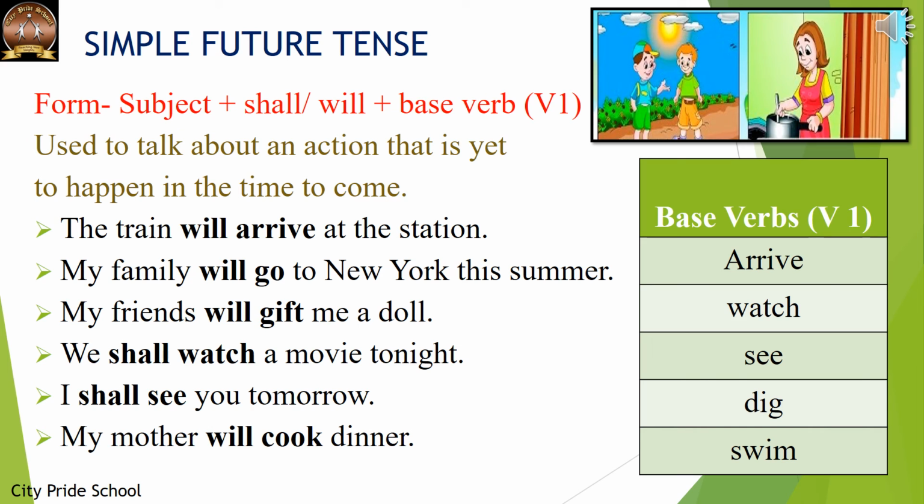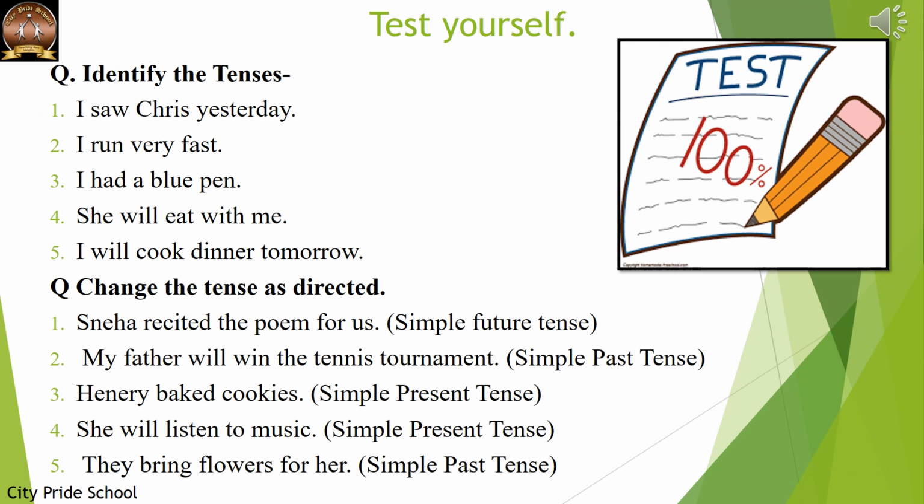Examples: the train will arrive at the station. The family will go to New York this summer. My friends will gift me a doll. We shall watch a movie tonight. I shall see you tomorrow. My mother will cook dinner. So all these examples are of simple future tense where it tells us that the action which may happen in the time to come. I hope you all have understood simple tenses.